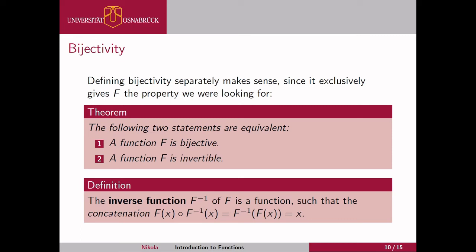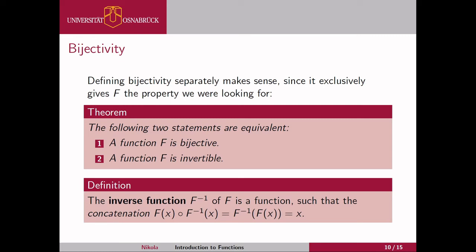The two statements which you can read here are equivalent. A function is bijective if and only if a function is invertible. And invertible just says exactly what your intuition here means. It means that when we map from a domain to a codomain, we can reverse the operation and go back from the codomain to the domain.